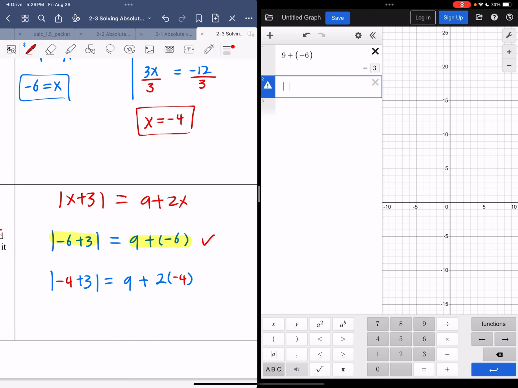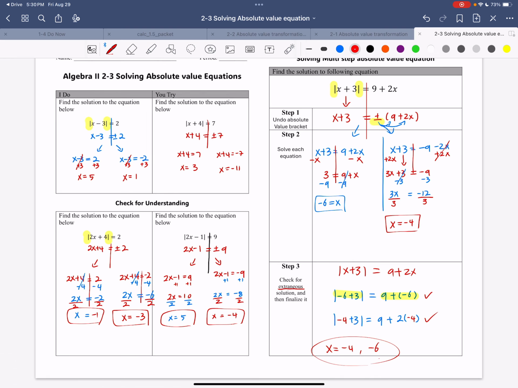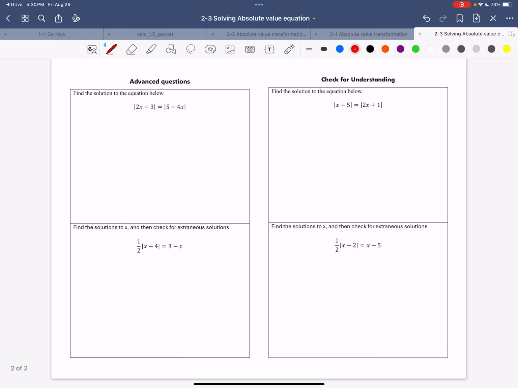Absolute value of negative 4 plus 3 is 1. 9 plus negative 4 is 5... and this is also, do you see, 1 equals 1? So this is also correct, which means we have two solutions, which are x equals negative 4 and negative 6. Sometimes one or both of them could be not true. In that case, you will have only one solution or no solution. That's it. That's the basic concept.